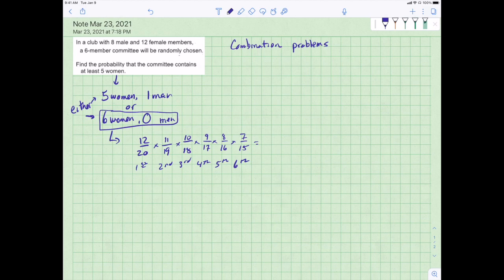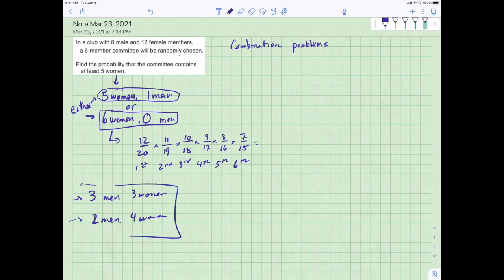But we have this other chance that 5 are women and 1 is a man, and that makes this problem a little bit more tricky. The way you can solve any of these problems, I could give you the problem where it said exactly 3 men and 3 women, what's the probability of that? Or 2 men and 4 women. What I'm going to show you is how you could calculate any of these.